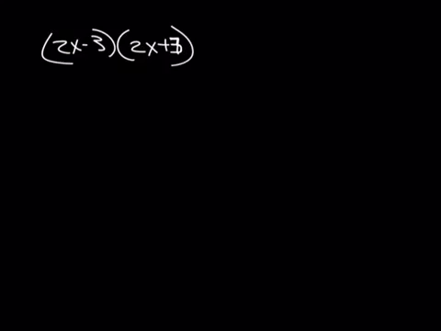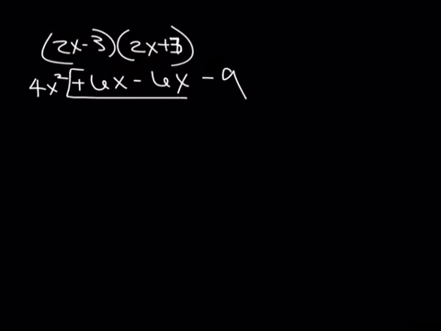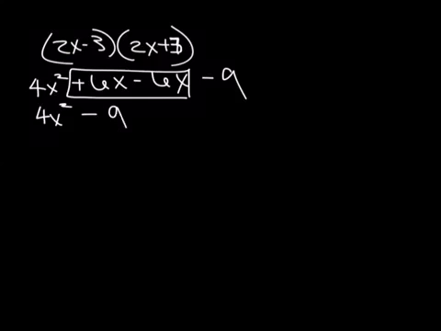So when that happens, okay, you can use the FOIL method, and you will do the first and get 4x squared outside, inside, last. These two middle terms, a positive 6x minus 6x is 0, so you end up with that for an answer. Okay, so here's the trick for these.